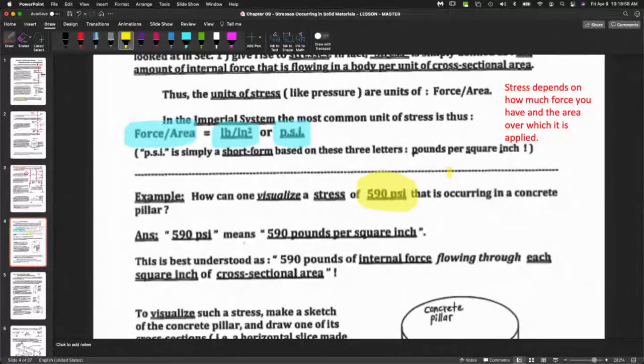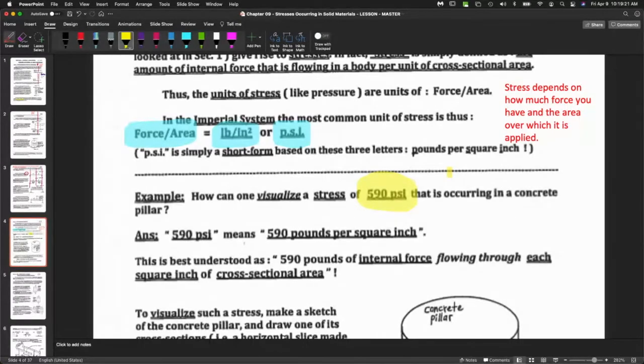Would that hurt you? Of course it would hurt you. I'd be freaking out, right? That'd be, well, I don't know. You must be from Krypton or something. You must be like a superhero. Okay. But in all fact here, come on, 590 pounds over 1 square inch would probably be very painful.